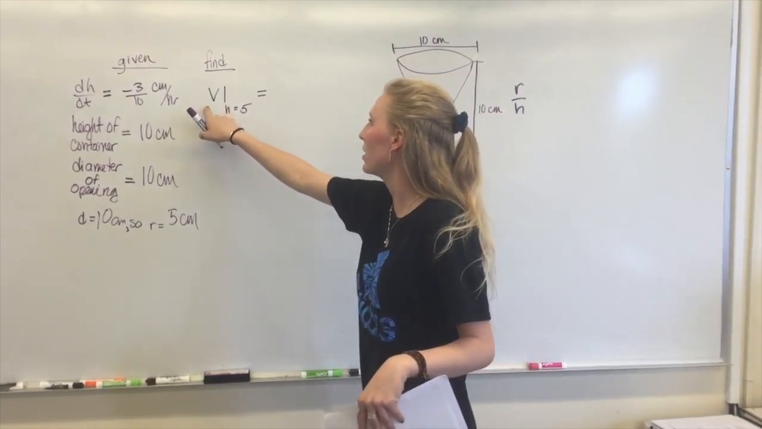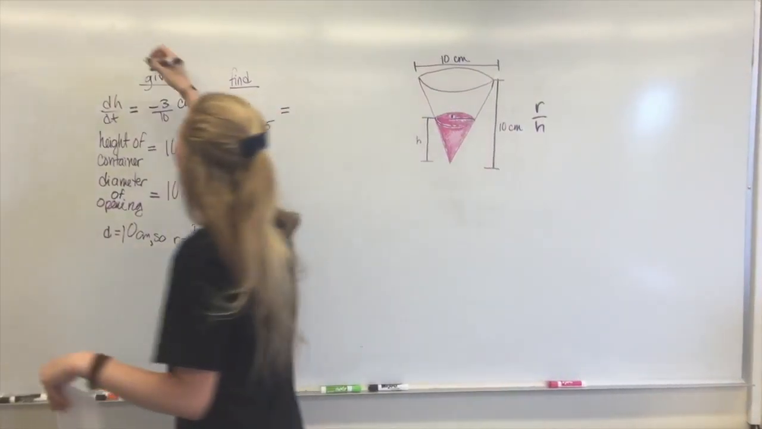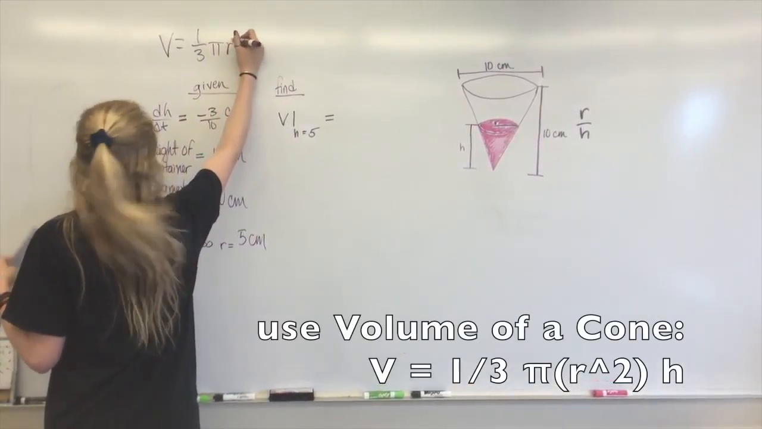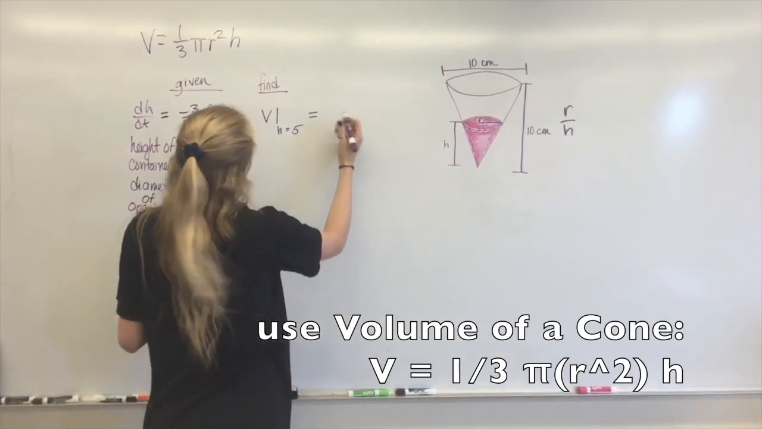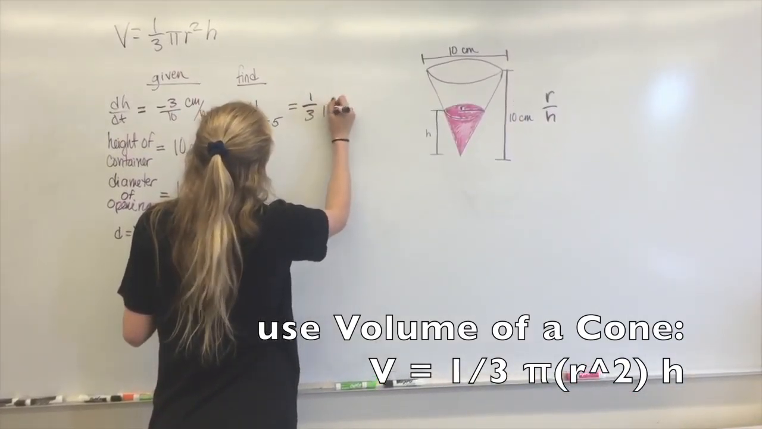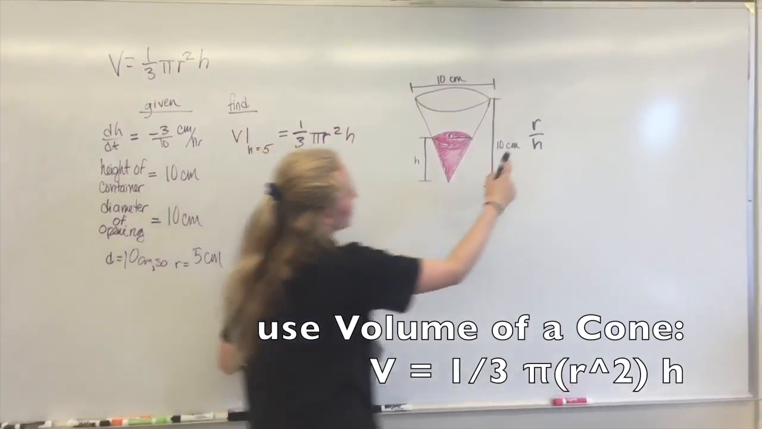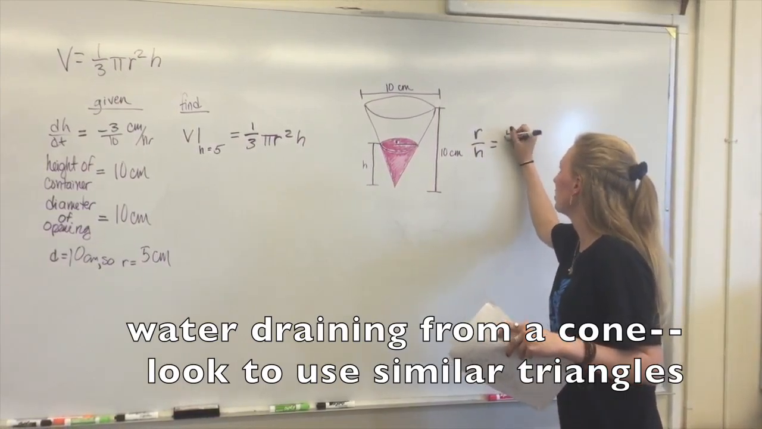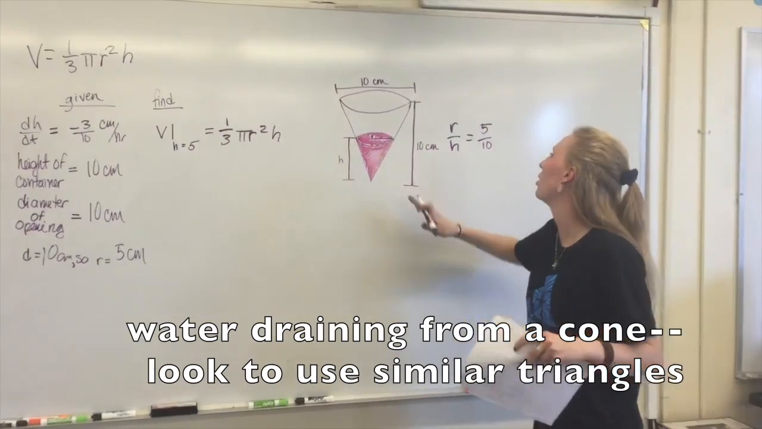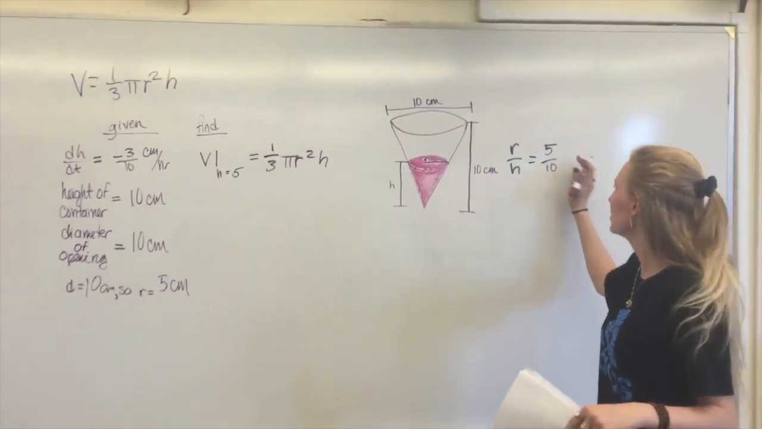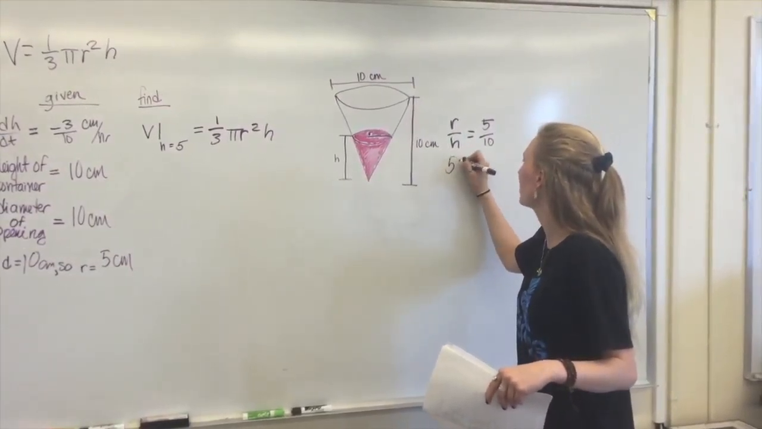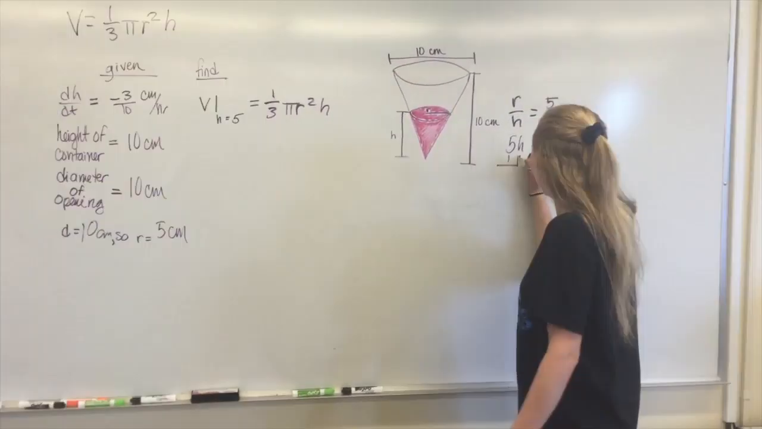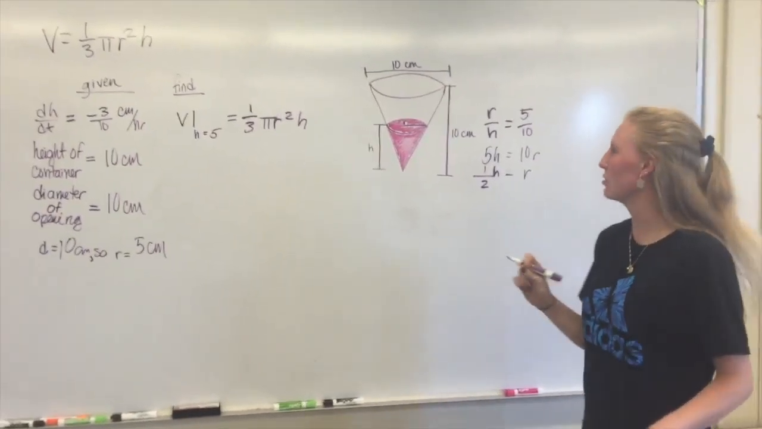So you know that when the diameter is 10 centimeters, the radius must be 5 centimeters. In part A, they ask you to find volume when height is 5. So they give you the volume equation, and so it's volume equals 1/3 pi r squared h. Then you know that because it's a right circular cone, r over h equals 5 over 10, because that's the radius over the total height of 10. So you can cross multiply, and you have 5h equals 10r. Then you want to solve for r, so you just divide by 10, so you have r equals 1/2 h.